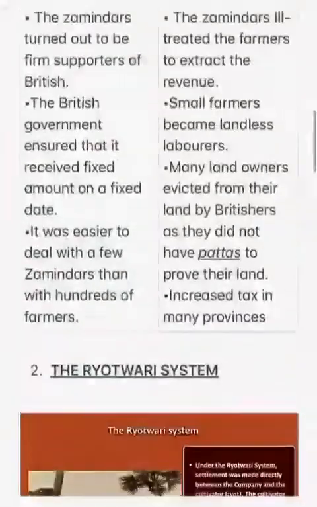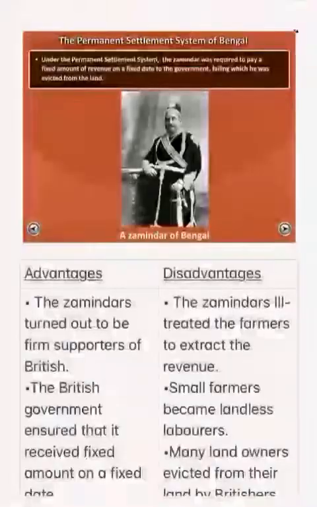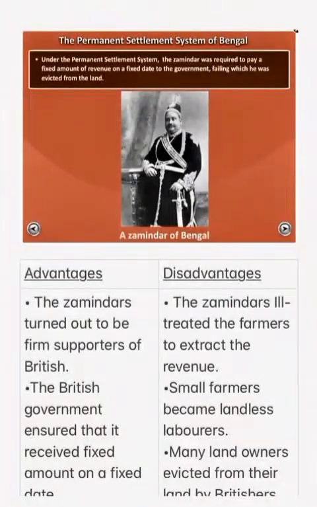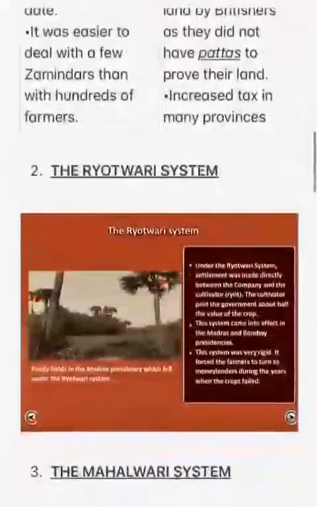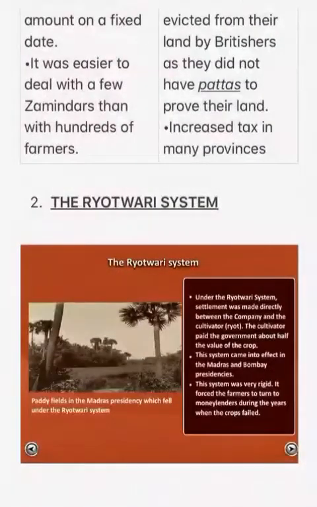In the first, that is in the permanent settlement system, we have seen that the British were dealing with the Zamindars, but in the Rayatwari system, the Zamindars were removed. The settlement was made directly between the company and the Rayat. Rayat means the cultivator, who paid the government about half the value of the crop. The revenue amount was revised after 20 or 30 years depending on the fertility of the soil. This system was different from the permanent settlement of Bengal as it gave more security to the cultivators.